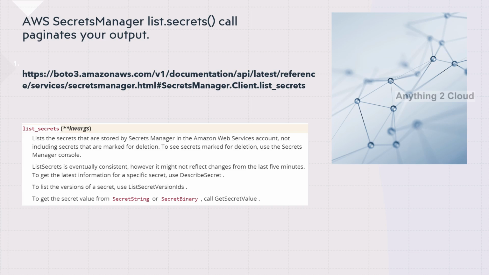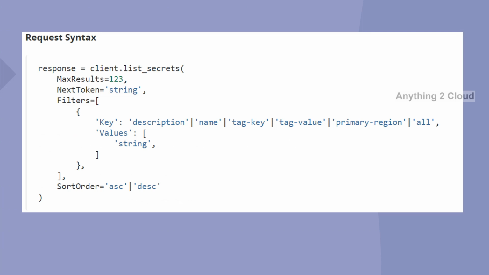If you go into the link mentioned on this page, you will find the documentation of the list_secrets function to understand more about it. If you see this, when you call list_secrets, it is going to paginate the output. If you look at the syntax, you can see response = client.list_secrets, then a parameter called MaxResults, then NextToken equal to a string. So what does this NextToken variable do here?